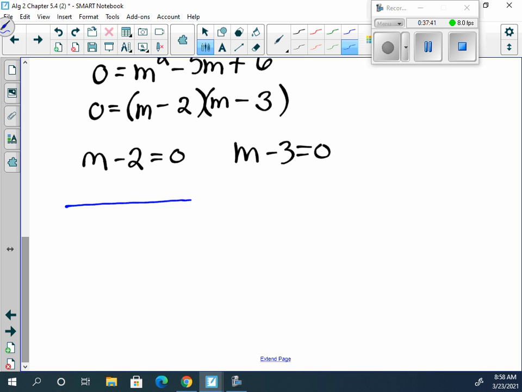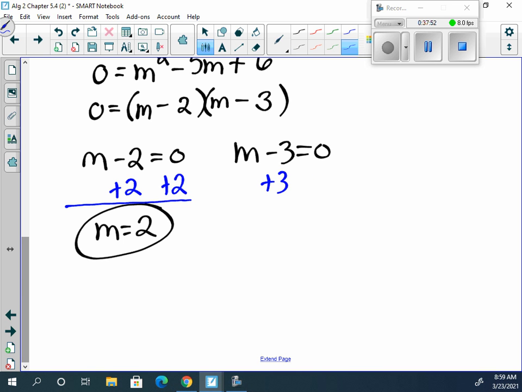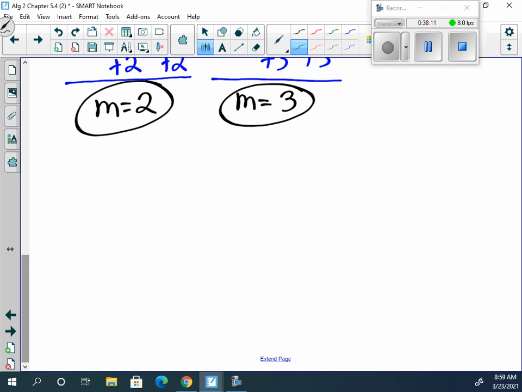Now for our first one over here, we can add 2 to both sides, which tells me m is equal to 2. That looks promising. And over here, we can add 3 to both sides, which tells me m is equal to 3. Looks even more promising, yes? But since the theme of the day has been pretty much extraneous solutions, right? Might as well go back and check.